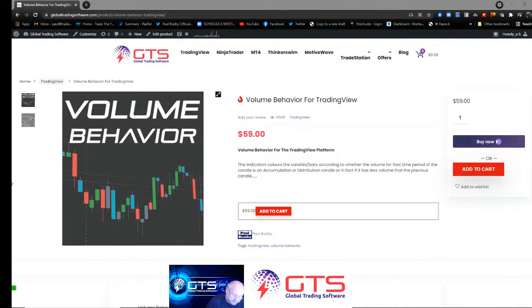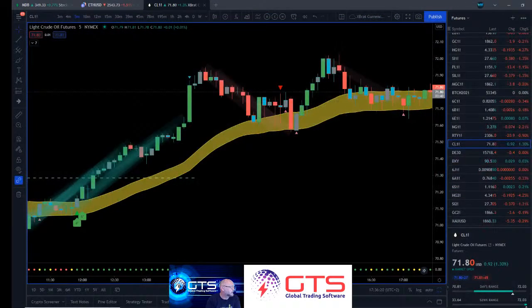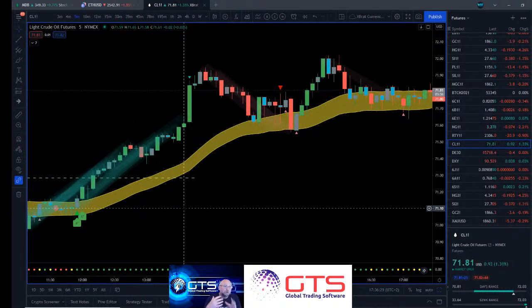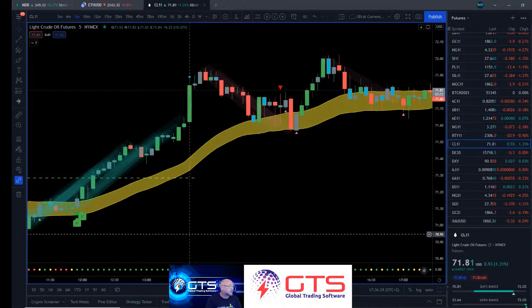If you go onto the website, if you're watching this video and you're using NinjaTrader, Think or Swim or TradeStation, and eventually we'll have MT4 and MotiveWave as well, just click on the particular platform and look for volume behavior there. So it's a very simple tool. It's not a lot of money, but it gives you a really good understanding of the volume and the price action together.